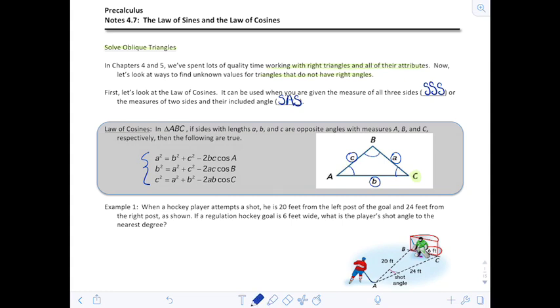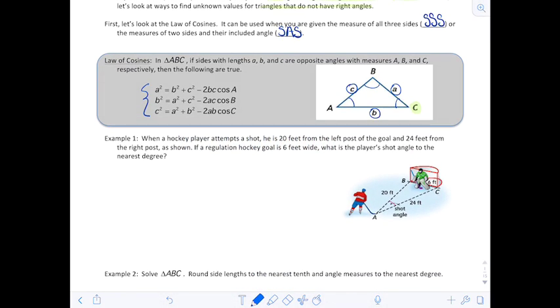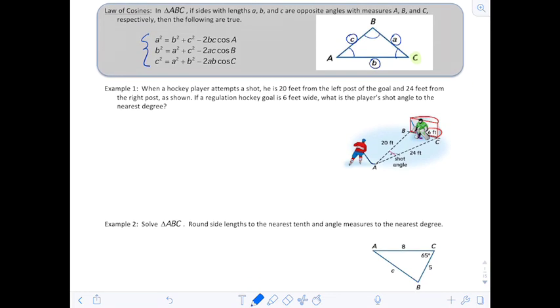So let's look at example 1. The first thing we have is a hockey player attempting a shot. He's 20 feet from the left post of the goal, 24 feet from the right post of the goal as shown. So everything's labeled for us. Now a regulation hockey goal, they said, is 6 feet wide. What is the player's shot angle to the nearest degree? So we're trying to find this small angle in here.